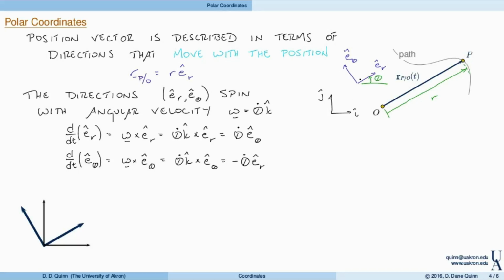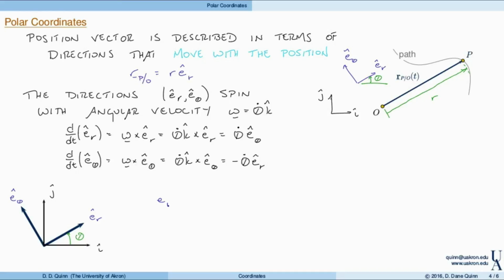Now, we have two sets of directions here. We have I and j, and then we have ER and e theta. So let's go and relate those two. So here I'll show ER and e theta. And then we have the directions I and j that are fixed in the ground. And the angle between I and ER is given by theta, again, up here. So we can relate ER and e theta to I and j by just doing a little bit of trig.